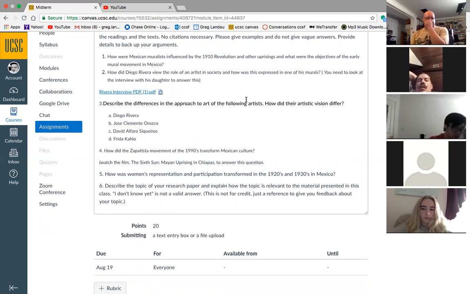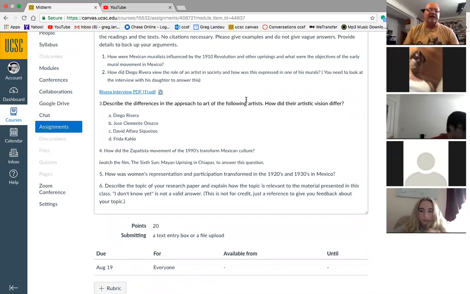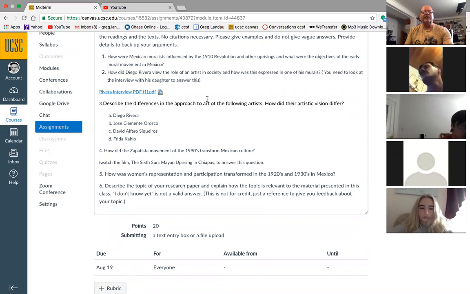Okay. So the next question is based on the interview with Diego Rivera's daughter. And I think it's pretty clear. How did Diego Rivera view the role of an artist in society, and how is this expressed in one of his murals? So somebody asked me, well, how do you find that in one of the murals? There's no rocket science here. Diego Rivera, let's take one of the points. Can anyone think of one of the things that he mentions in this interview that might be relevant?